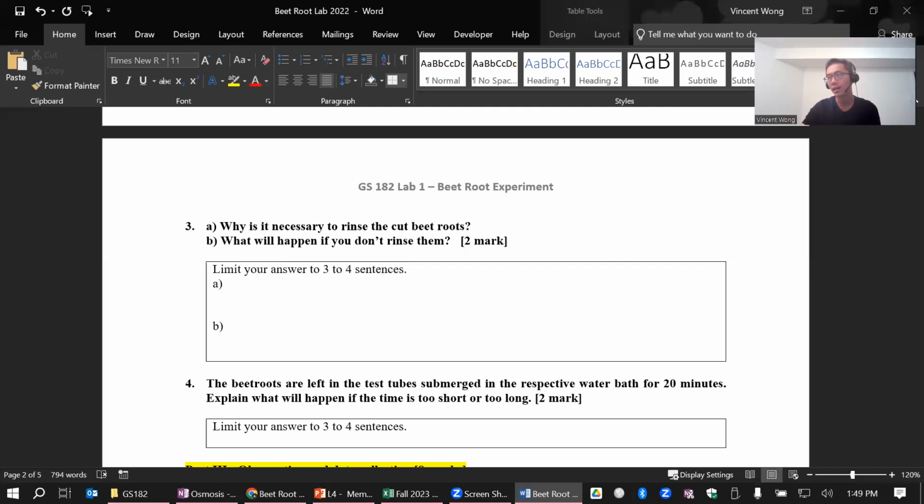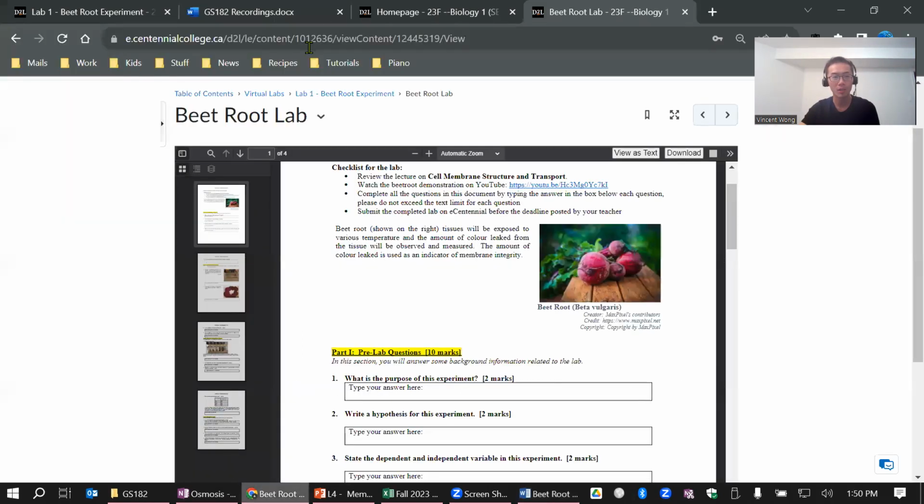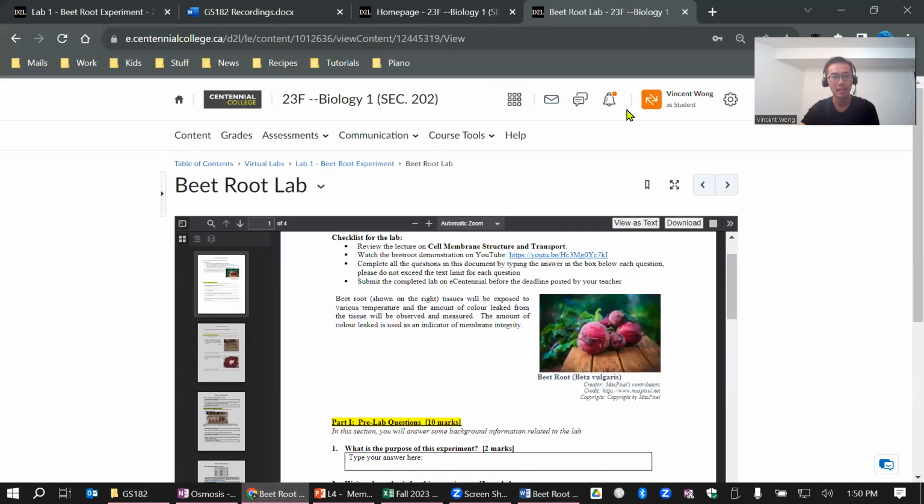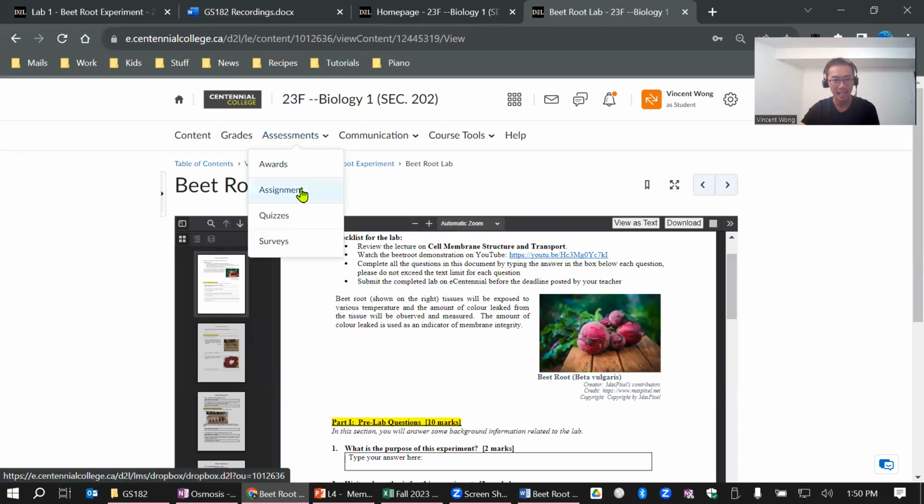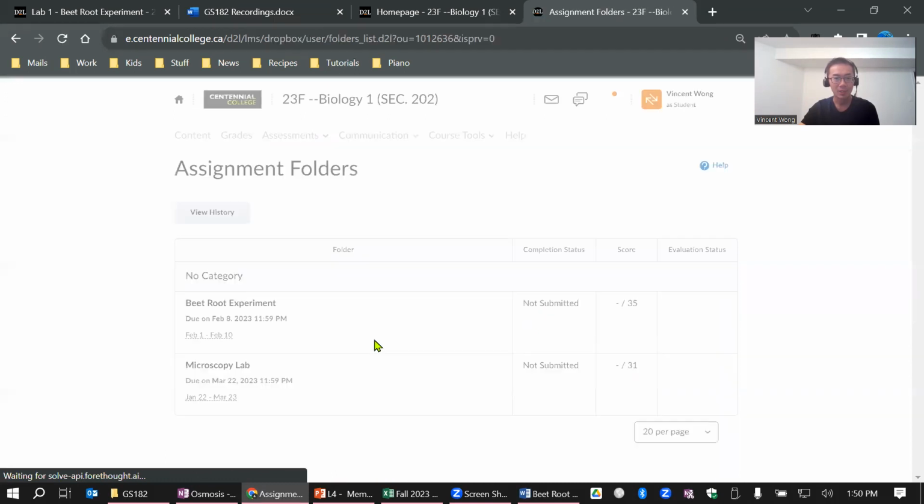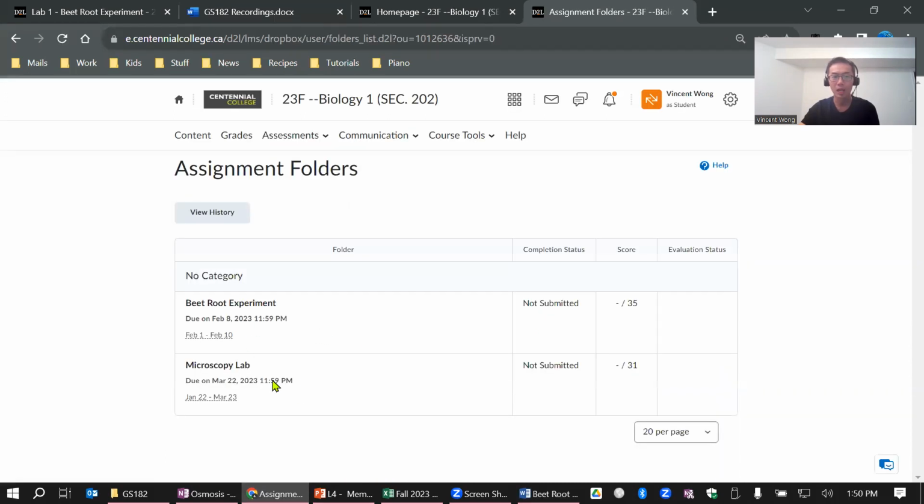So no class next Thursday. You do not come to class on Thursday. You just use the class time to finish up the report and you hand it in on Thursday. There will be a Dropbox on Thursday on eCentennial. If you go to assessment and assignment, you will see the two folders. The folders are not open now. I'll open them later, and you just submit it electronically.